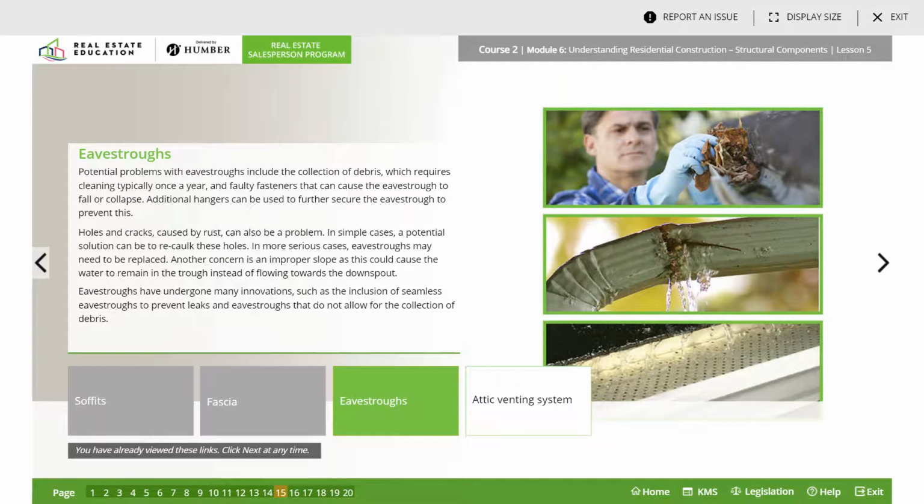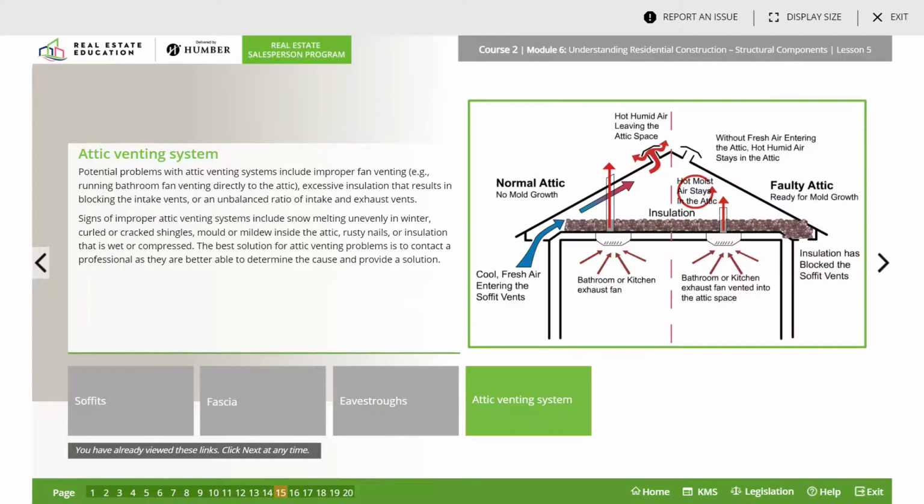Eaves troughs include the collection of debris, which requires cleaning typically once a year. Faulty fasteners can cause the eaves trough to fall or collapse. There can also be holes and cracks caused by rust. That's it. Problems with attic venting system include improper fan venting, a running bathroom fan venting directly to the attic, excessive insulation that results in blocking the intake vents, or unbalanced ratio of intake and exhaust vents.